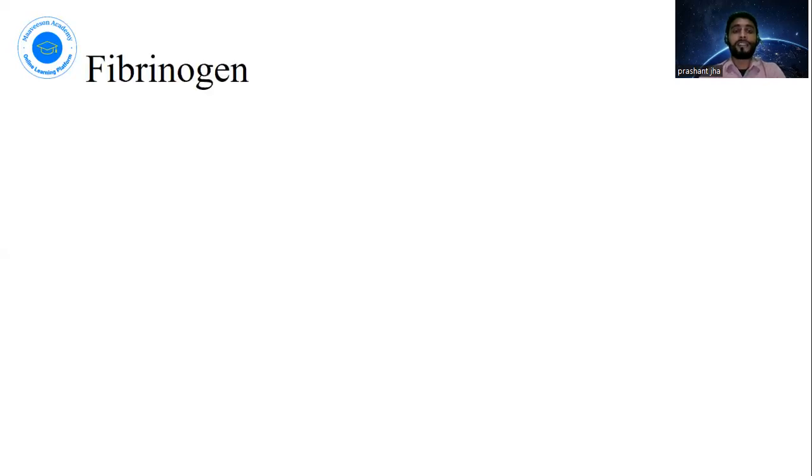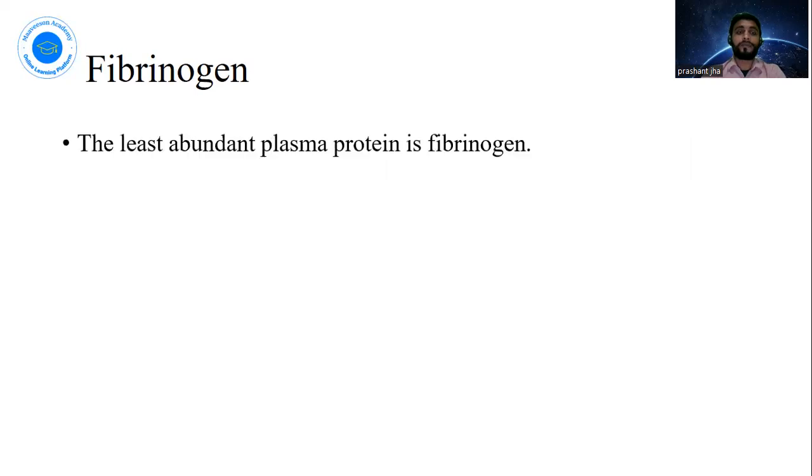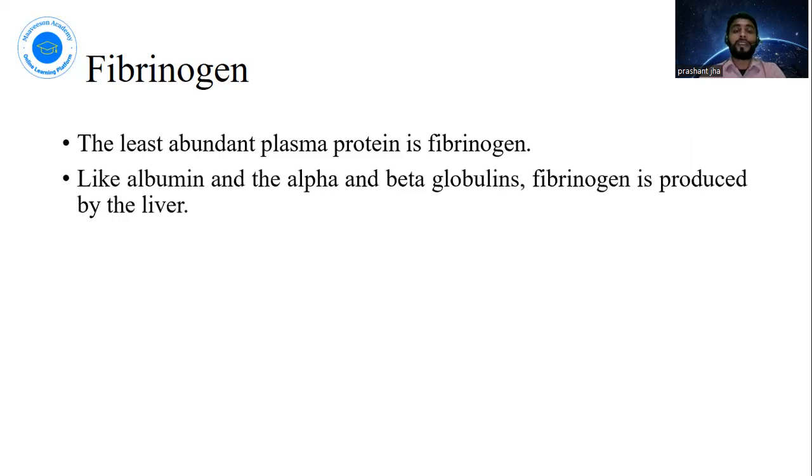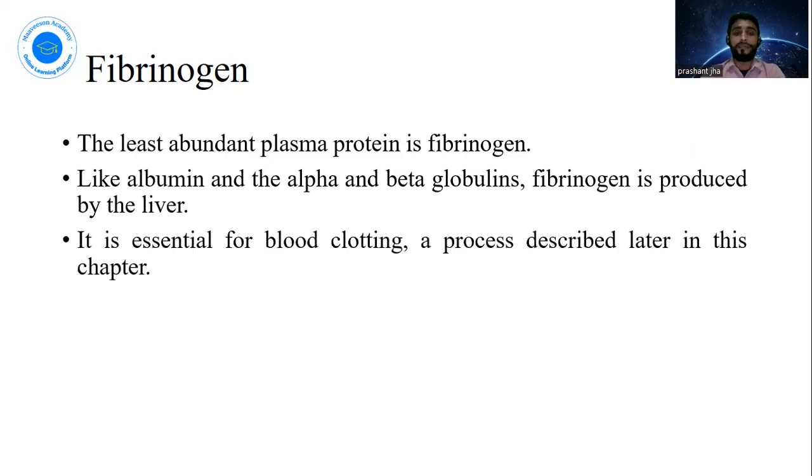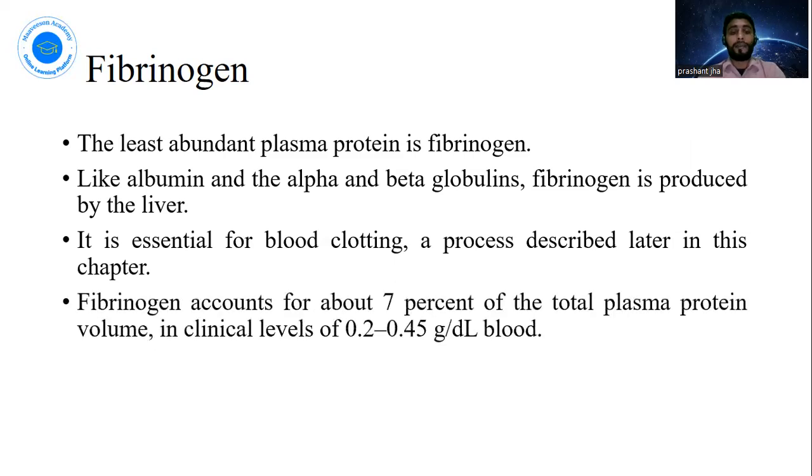Next component is the fibrinogen. The least abundant plasma protein is called fibrinogen. Like albumin and the alpha and beta globulins, fibrinogen is produced by the liver. It is essential for blood clotting, a process described later after this topic. Fibrinogen accounts for about 7% of the total plasma protein volume, with a clinical level of 0.2 to 0.45 gram per deciliter of total blood.